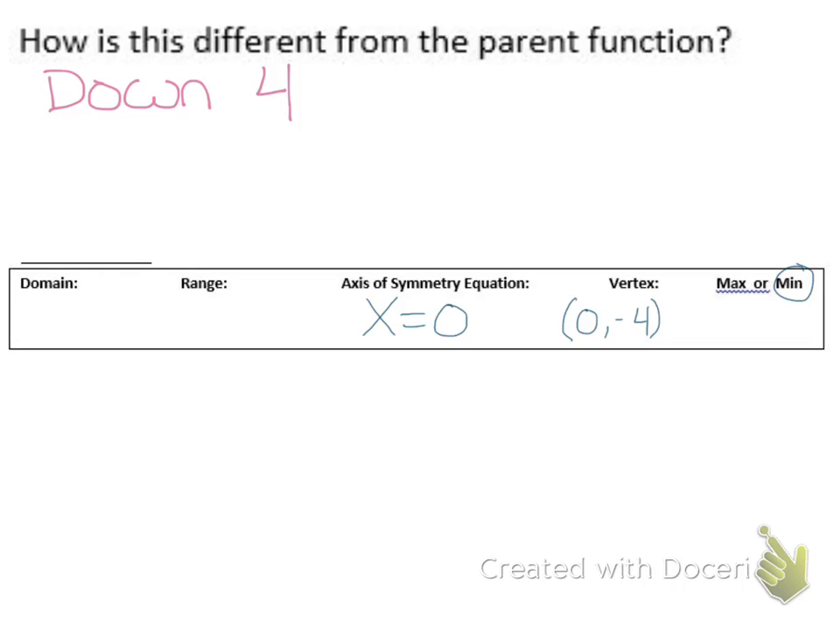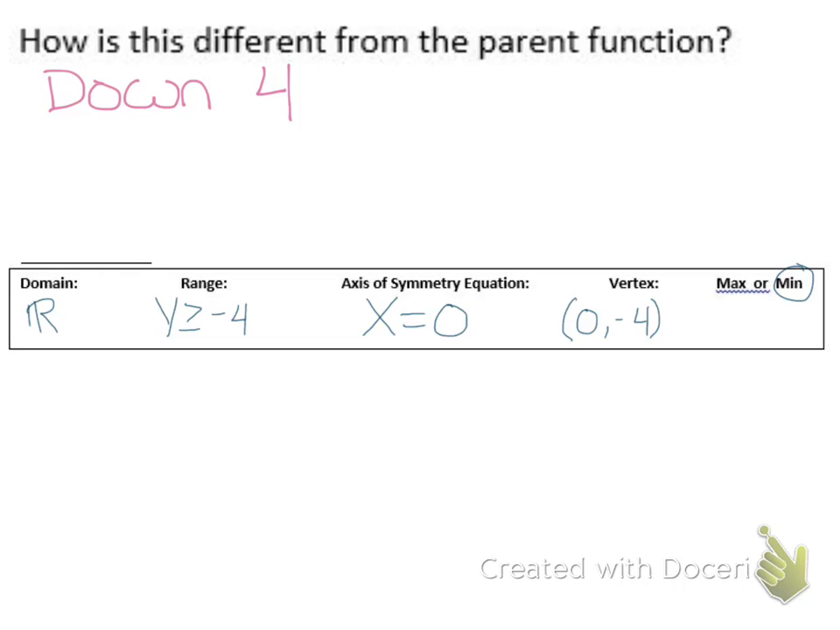Now, last but not least, we have domain and range. Domain represents all the x values on this function. All quadratic functions have a domain of all real numbers, so we have our fancy R. And then our range is y is greater than or equal to negative 4, because all of our y values that are bigger than negative 4 exist on this graph.